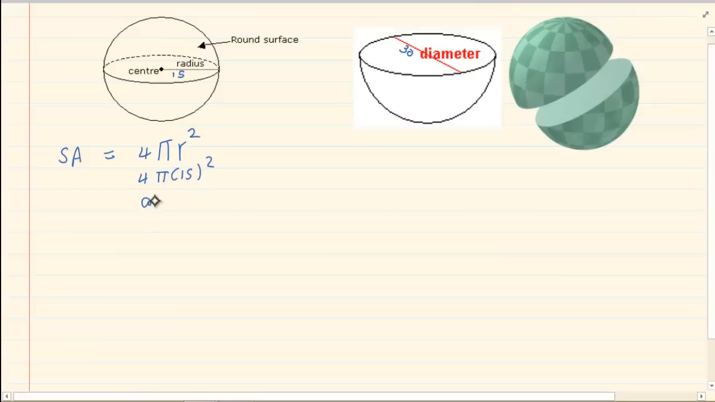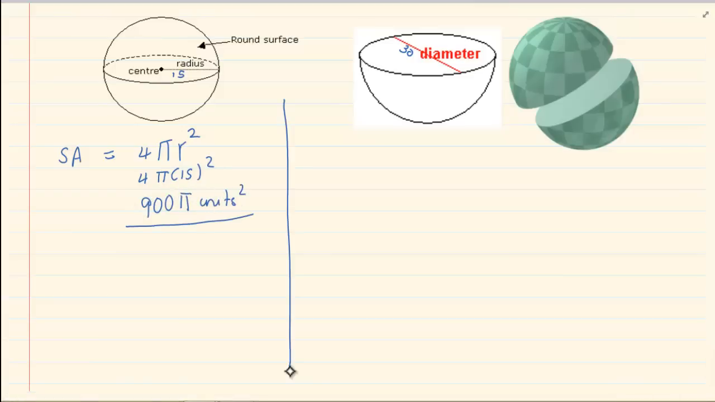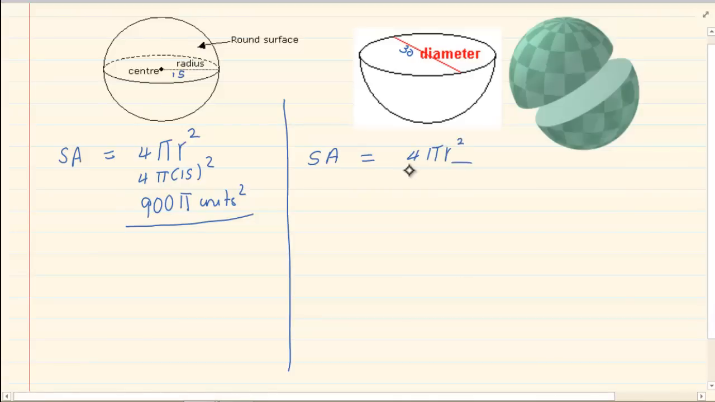900 pi units squared. Now a hemisphere, the surface area of a hemisphere is slightly different. The hemisphere is half of the sphere. So what I'm doing is I'm going to take 4 pi r squared, but I'm going to half it, which means I end up with 2 pi r squared.